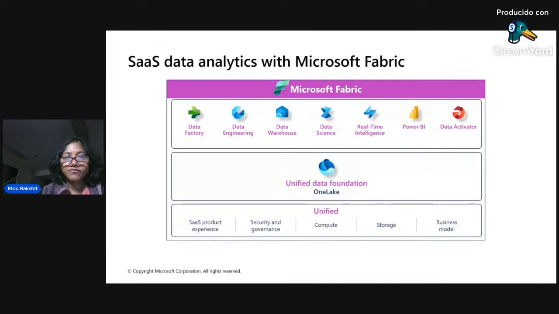So that's the software as a service product experience you get within Microsoft Fabric. It is also integrating all the different services into that ecosystem, such that you don't have to stitch together different technology stacks to do data engineering, data warehousing, data science, real-time intelligence, as well as data visualization.